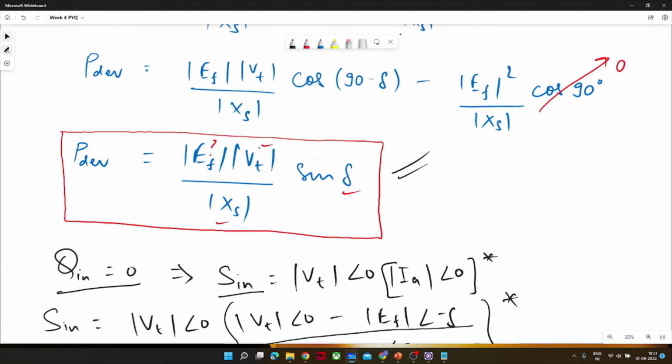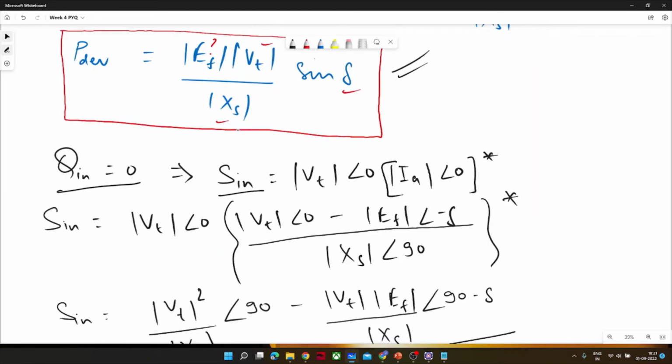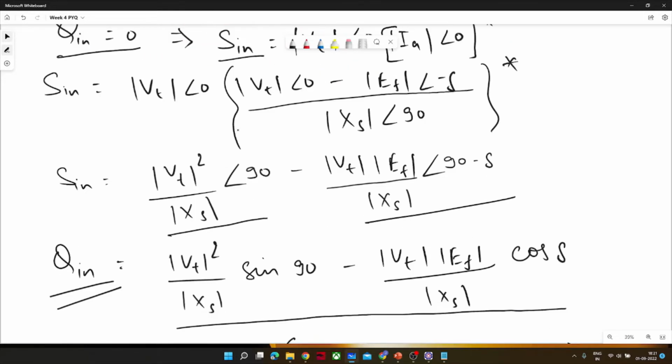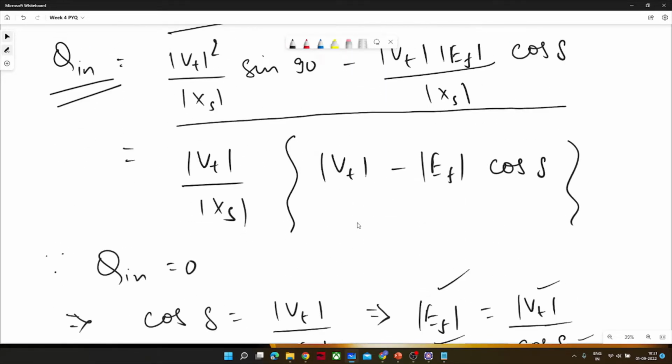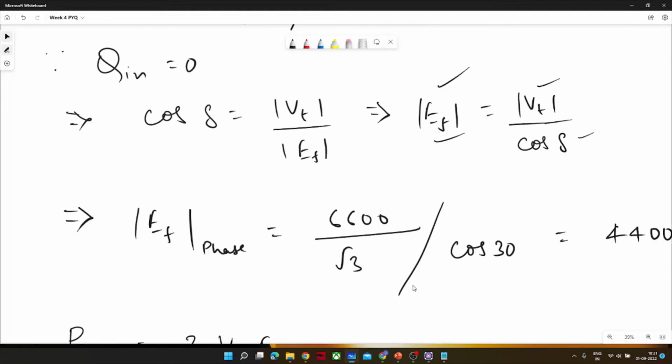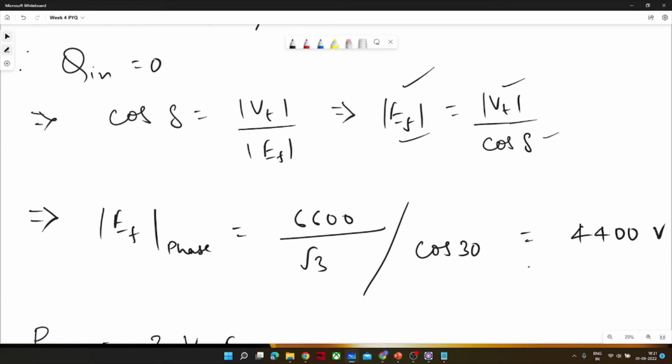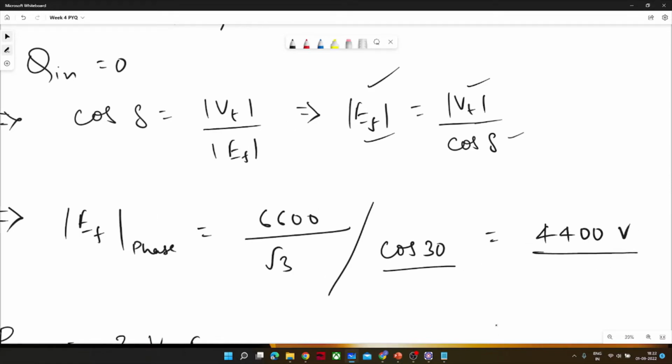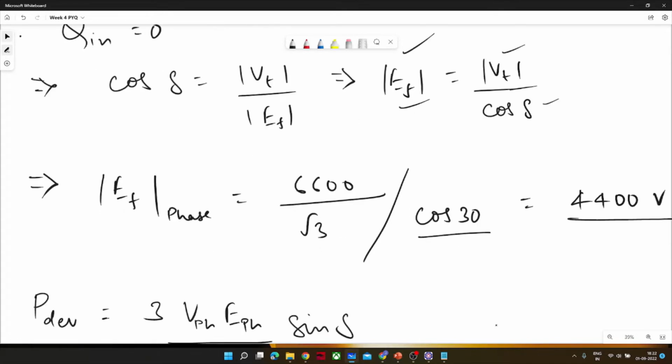I came here with Vt, Xs, sine delta. We knew all the terms, but EF was not known. So EF, more often, would be related to the reactive power. So for that sake, I went through the reactive power. Now I calculated the EF phase value by putting the phase value of terminal voltage, and this cos delta is cos 30 degree, and I achieved 4400 volt as the phase value of excitation EMF.